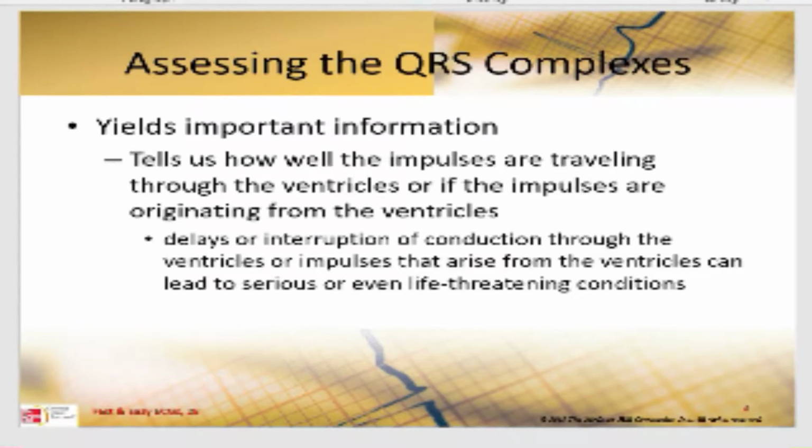So what does the QRS complex tell us? It lets us know if and how well the impulses are coming through the ventricles, or if they're originating or starting in the ventricles. It's usually normal if the rhythm is initiated in the SA node, in the atria, or in the AV junction. If it's in any of those other spots, it's typically an abnormal QRS complex. If you have any delays or interruptions in that conduction, it can be very serious or maybe even life-threatening conditions for your patients.